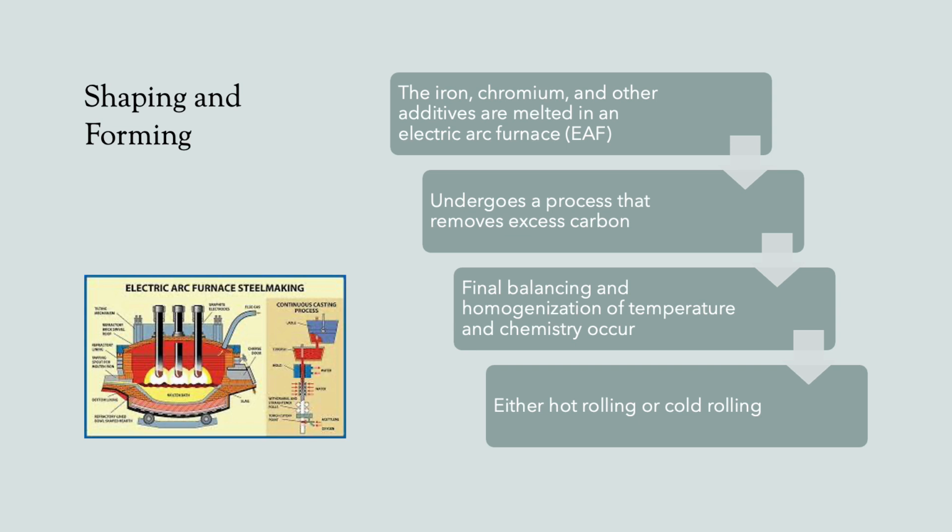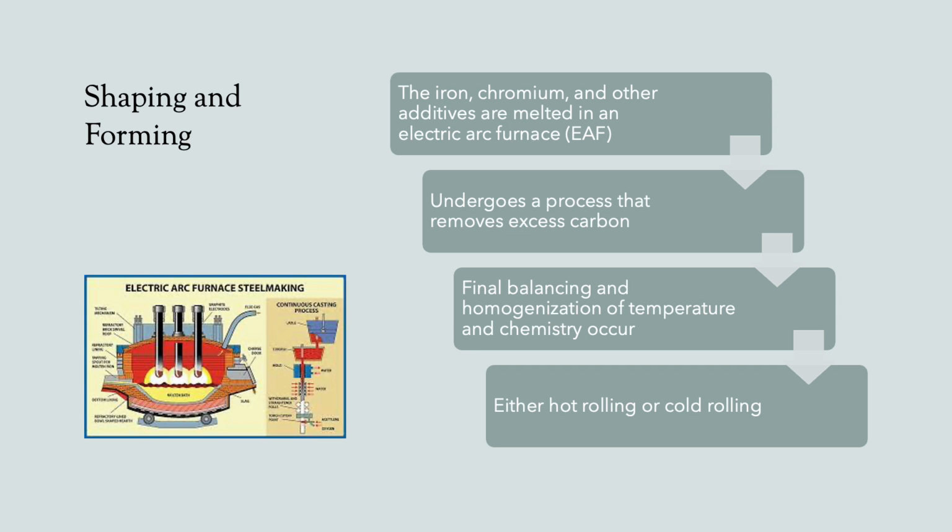After the carbon is reduced, the final balancing and homogenization of temperature and chemistry occurs. This ensures that the metal meets requirements for its intended grade and the metal's composition is consistent throughout the batch. Then it goes through either hot rolling or cold rolling.